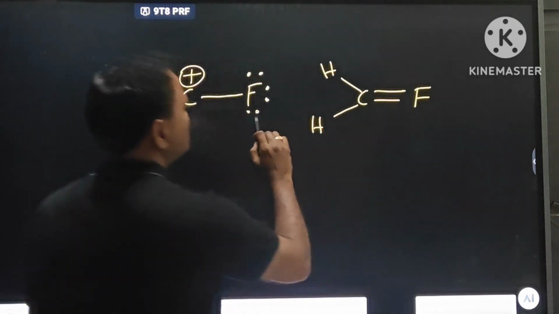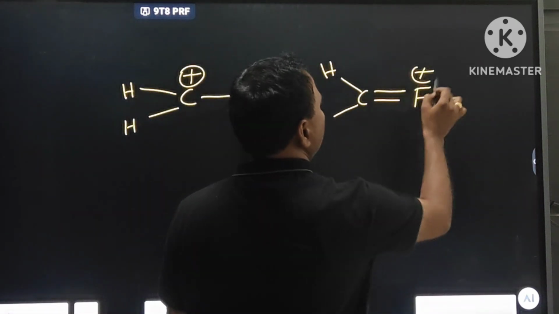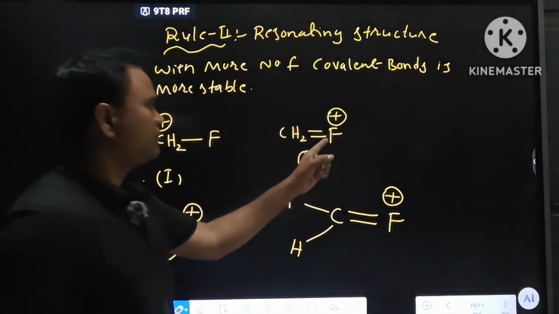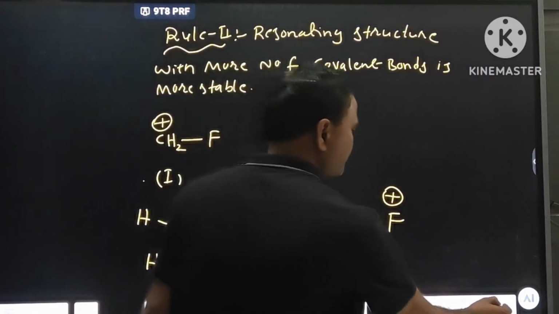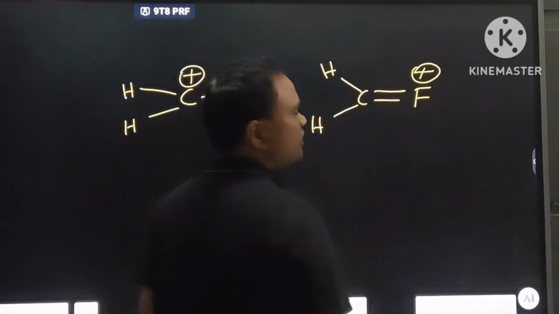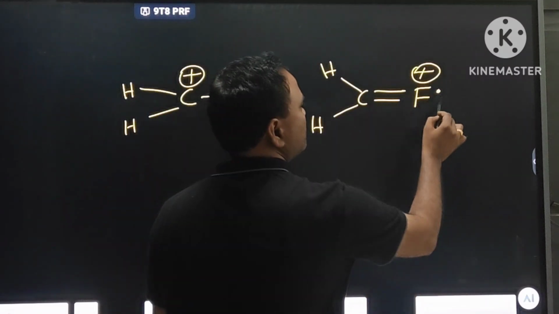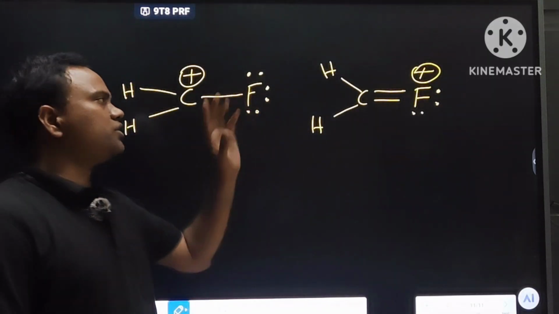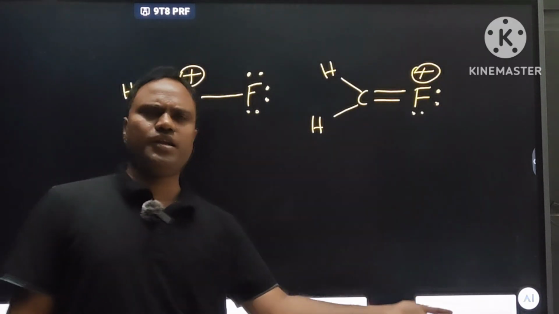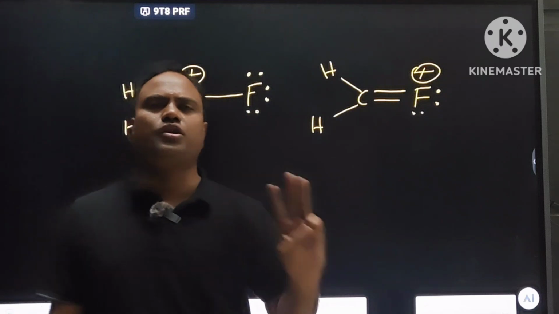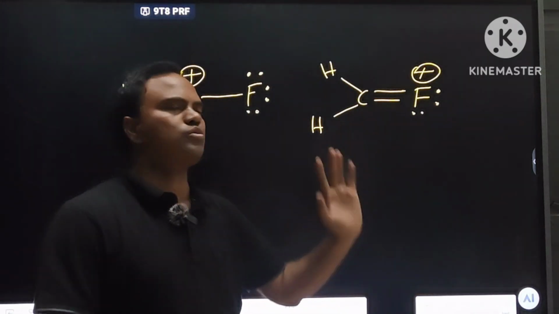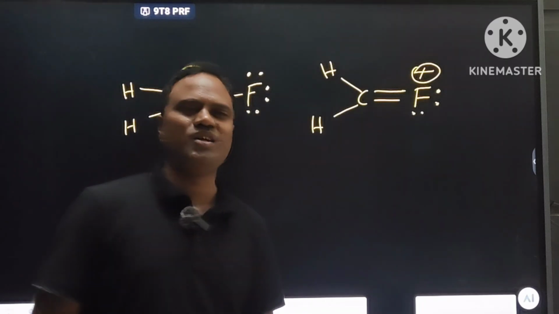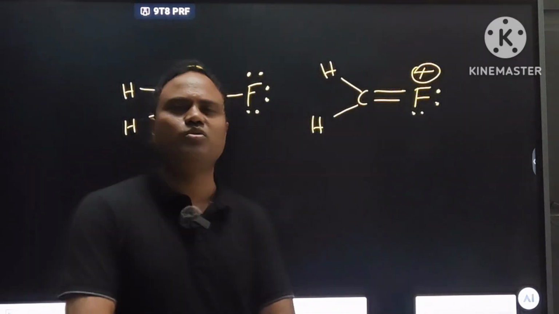In the second structure, fluorine is having positive charge. When fluorine is having positive charge, it is having only 2 lone pairs. Fluorine, chlorine or any halogen without positive charge has 3 lone pairs. With positive charge, 2 lone pairs. Remember that point.